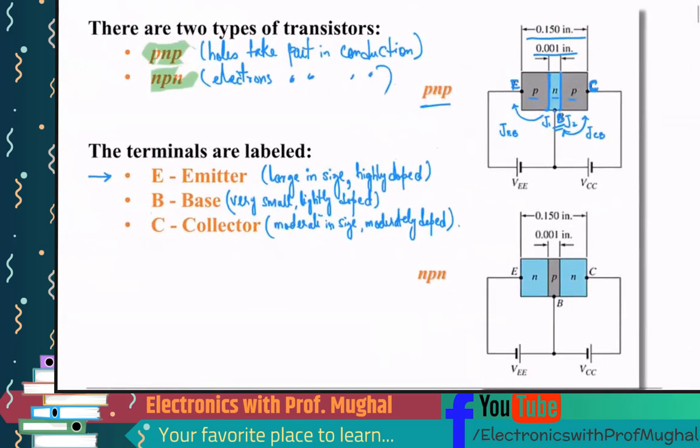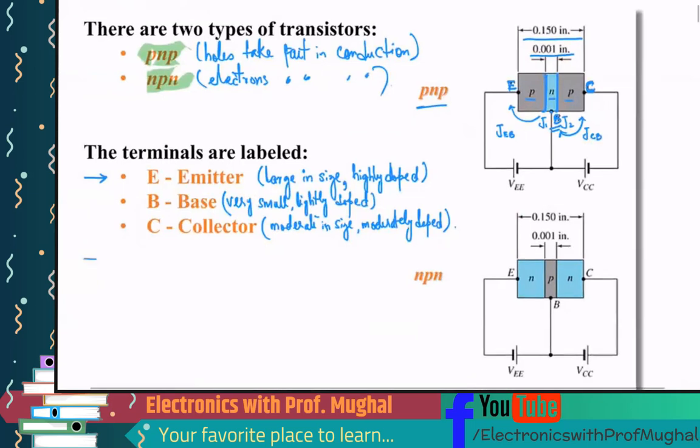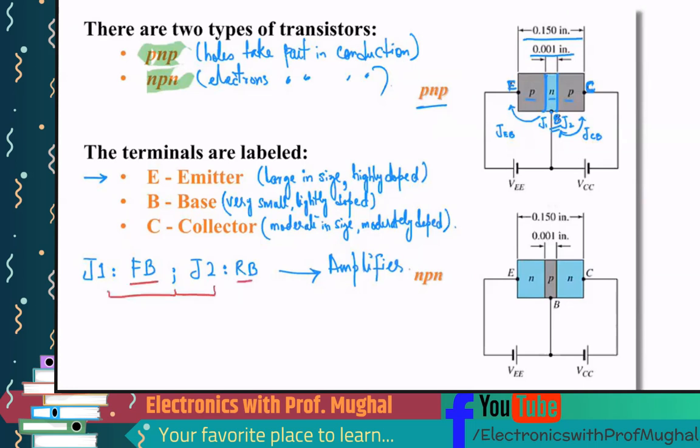If you see the J1 junction, we want our J1 junction to work in forward bias condition, and we want our J2 junction to work in the reverse bias region. That is when our transistor works as an amplifier. So if I need to use my transistor as an amplifier, I need to make sure that both junctions are set to forward bias and reverse bias.